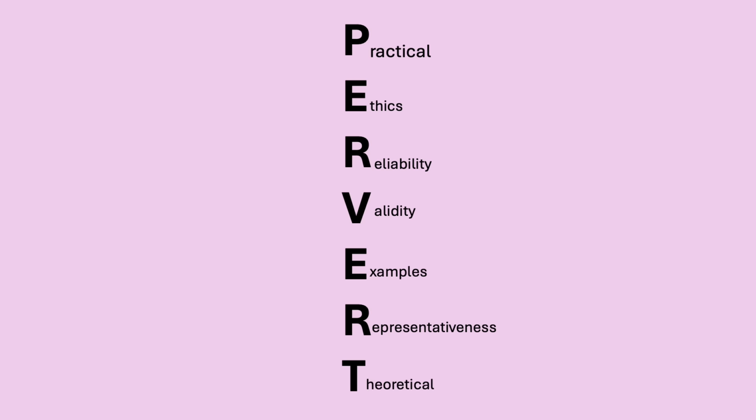Okay, so if you don't do this little fun acronym in your college or place of education, you might be confused of why PERVERT is written across your screen in big letters. Well, actually, we can use this to help us in research methods as a way of remembering all the different things we need to talk about. So P stands for practical, E, ethics, R being reliability, V, validity, E, examples, R, representativeness, and T for theoretical.